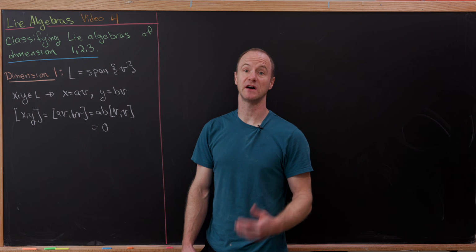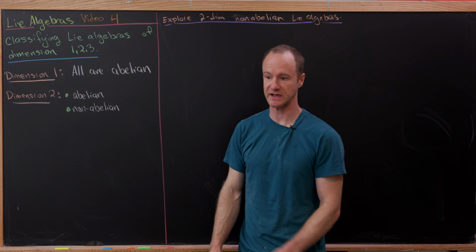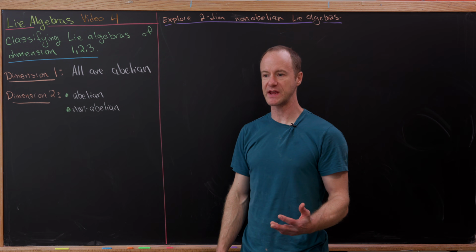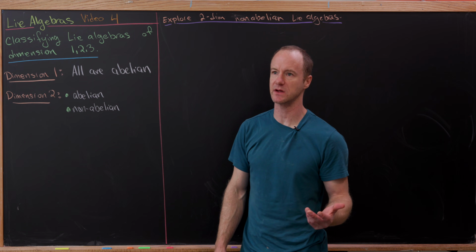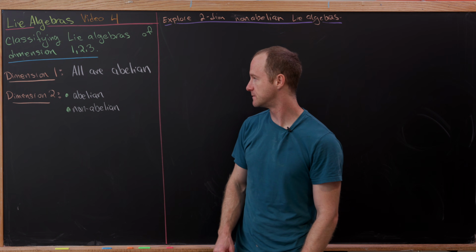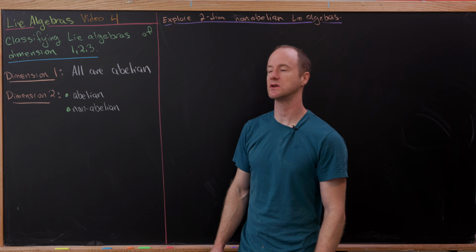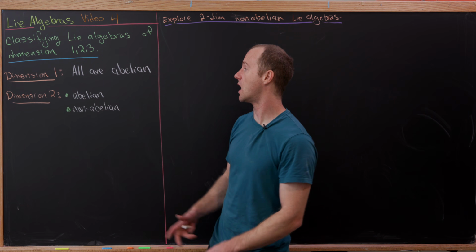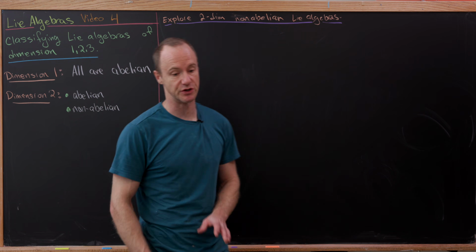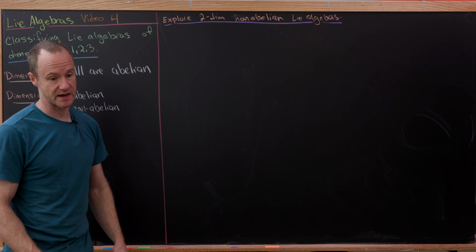Okay, so let's move on to dimension 2. Okay, so now moving on to two-dimensional Lie algebras. Well, of course, we have abelian two-dimensional Lie algebras. We can have abelian any-dimensional Lie algebras. But those are all isomorphic by our previous discussion. So that means we should probably move on to talking about non-abelian Lie algebras with two dimensions. So let's explore those right here.